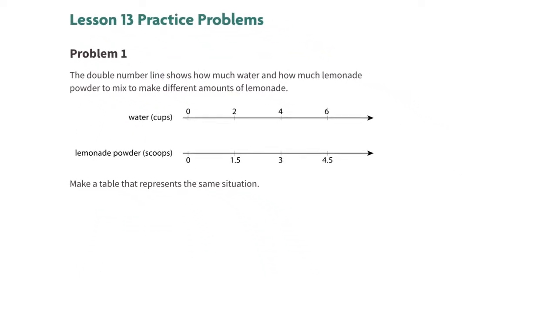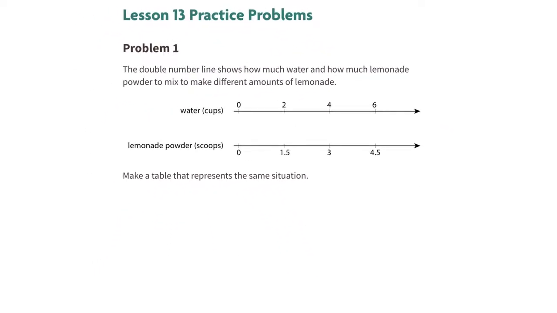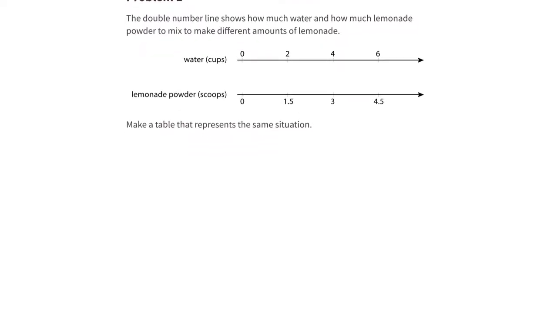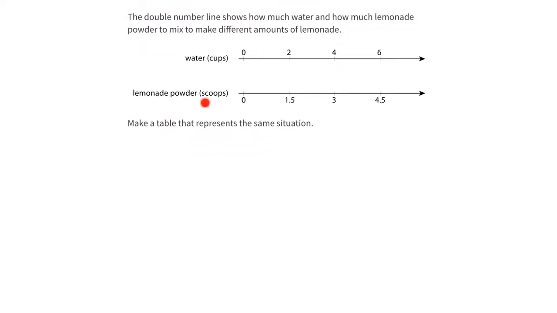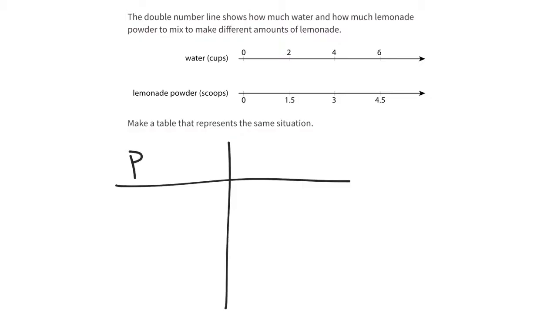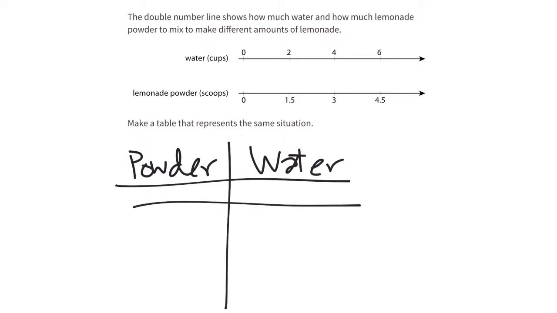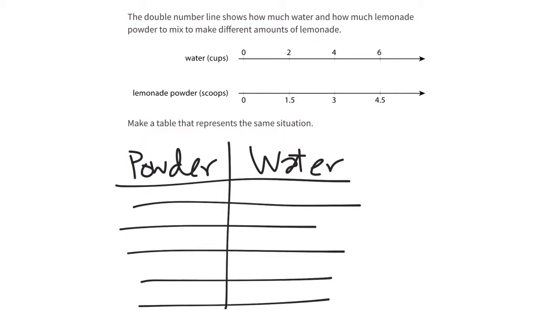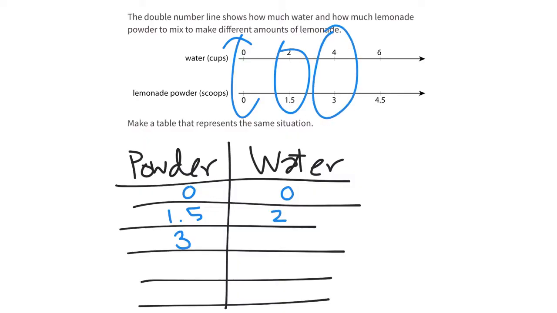All right, so let's do a little bit of practice. Our first problem says we have a double number line that shows the relationship between powder and water. We're supposed to make a table of that same information. So let's do powder right here, and then water right here. And so we can see right here, 0 and 0. Right here, we've got 1.5 and 2. Right here, we've got 3 and 4.